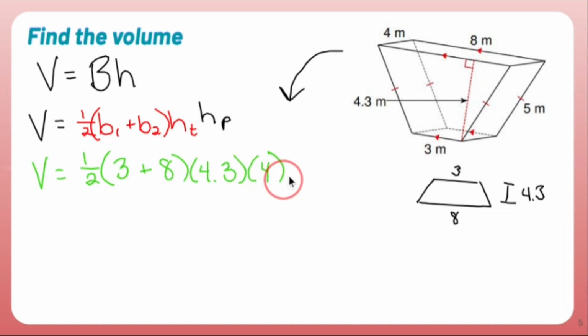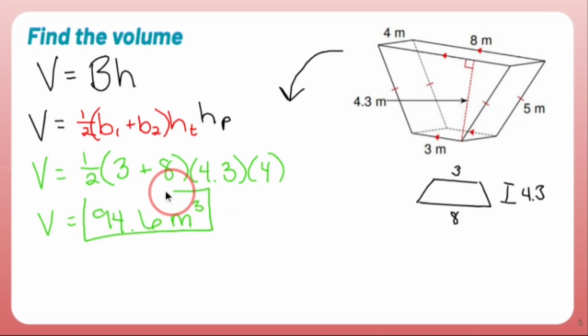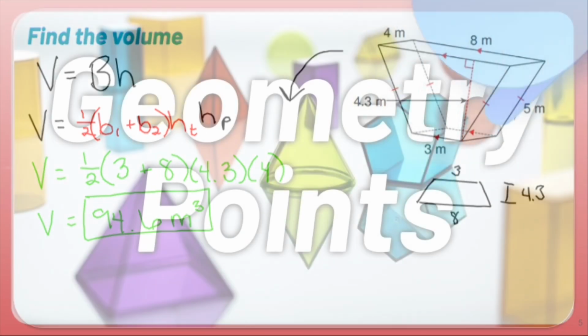So I can't do this in my head, so I'm going to go off to the side and figure out what this is. The old Apple Watch says it's 94.6. Now, this is volume, and the units are meters, so I'm going to make sure that I say meters cubed because it's volume. But that's a trapezoidal prism, and you find the volume of a trapezoidal prism by using this formula, or you could just jump straight to that formula, whatever floats your boat, whatever tickles your pickle. But that's what I got for this one, 94.6. Baby.